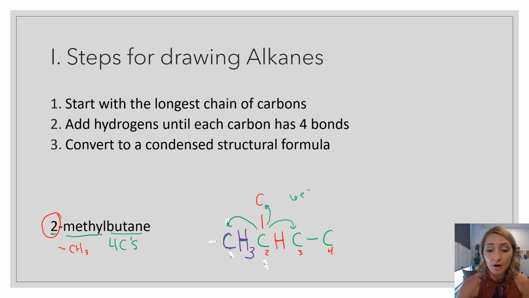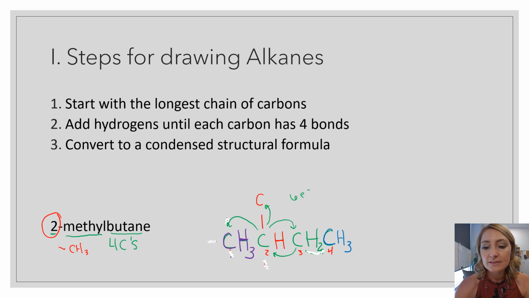My third carbon is bonded to carbon 2 and carbon 4, so it has a spot for 2 hydrogens to bond, 1 above and 1 below. So I'm going to turn this bond line into a hydrogen, and I'm going to add a 2 afterwards so that we can see it's a carbon with 2 hydrogens. Finally, carbon number 4 is only bonded to another carbon. It's going to need 3 additional hydrogens for 8 total electrons. So the ends are always CH3 unless there's some branch on there.